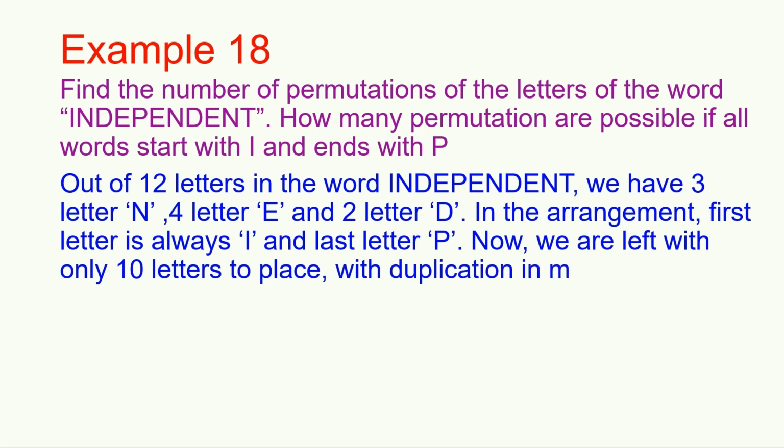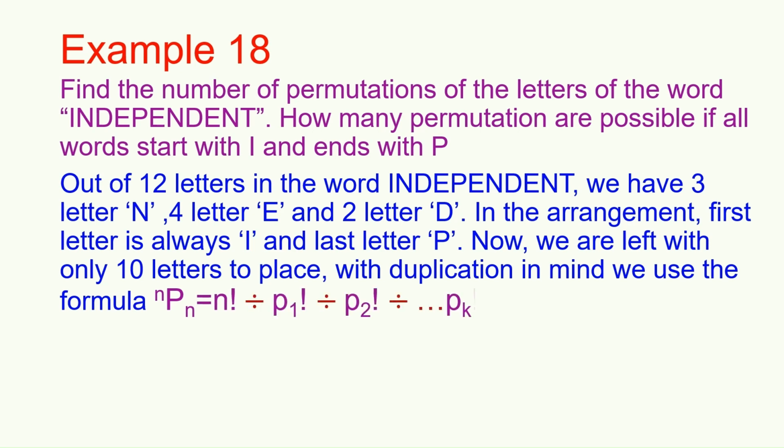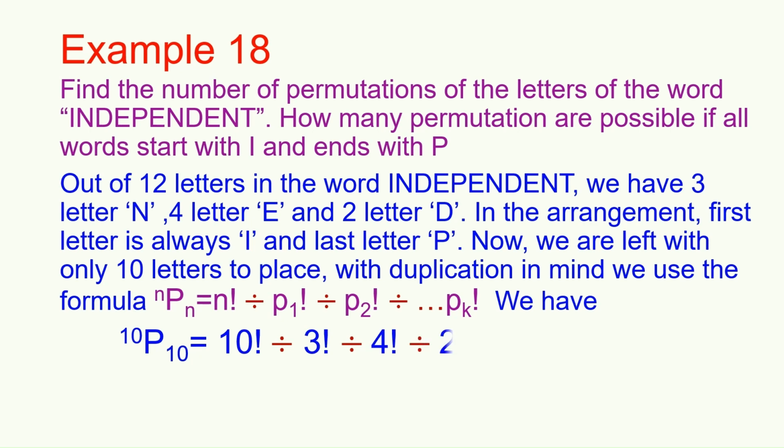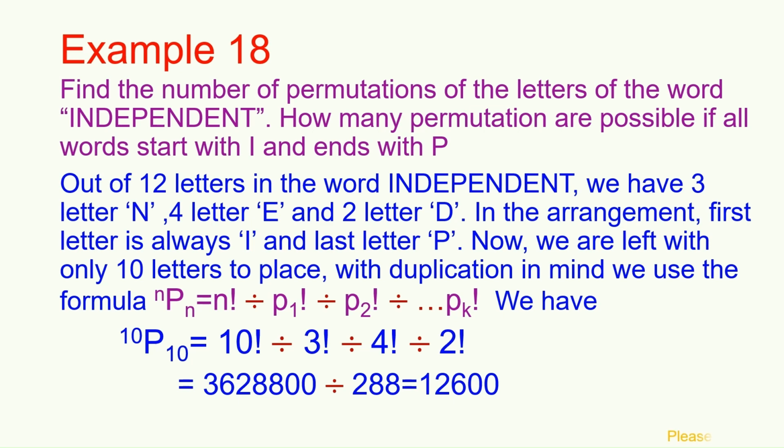With duplication in mind, we use the formula nPn equals factorial n divided by factorial p1 divided by factorial p2 divided by factorial pk. We have 10P10 equals factorial 10 divided by factorial 3 divided by factorial 4 divided by factorial 2 equals 3628800 divided by 288 is equal to 12,600.